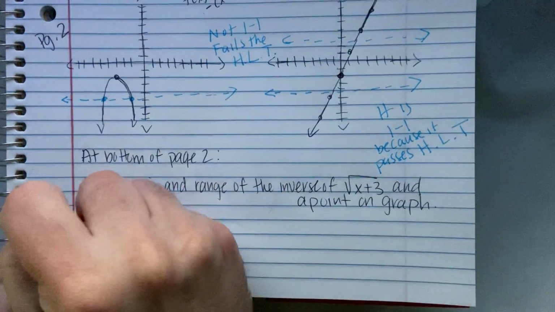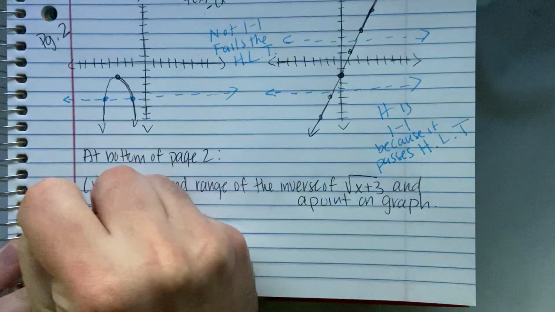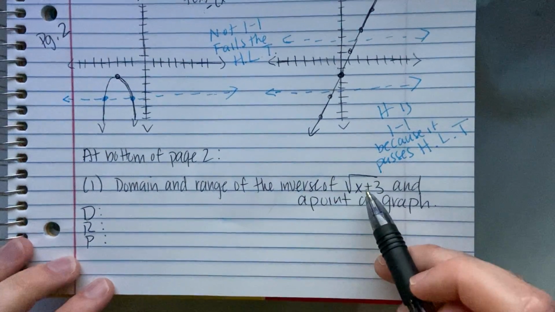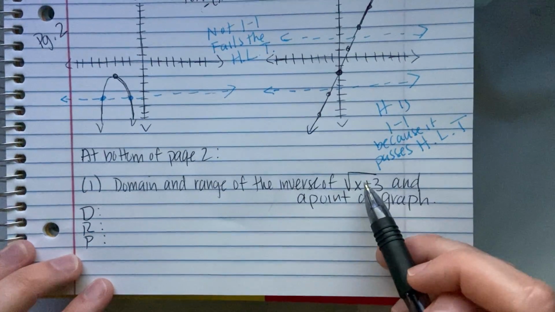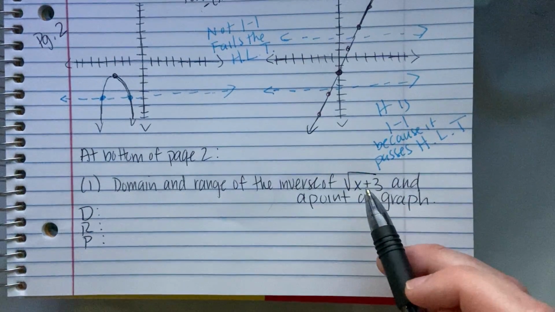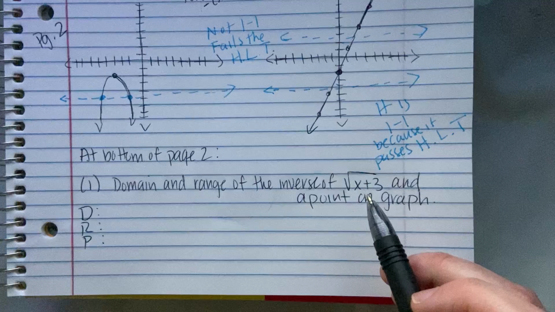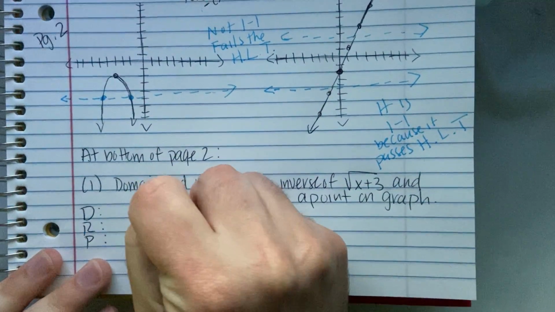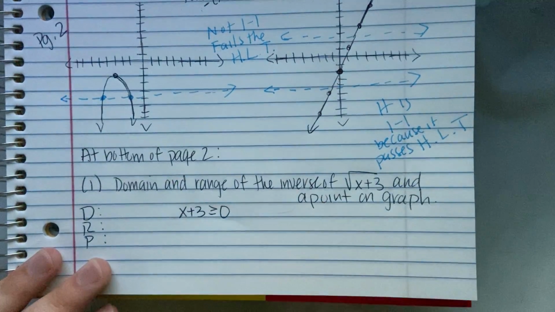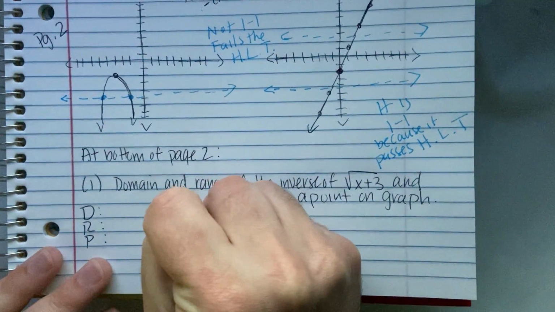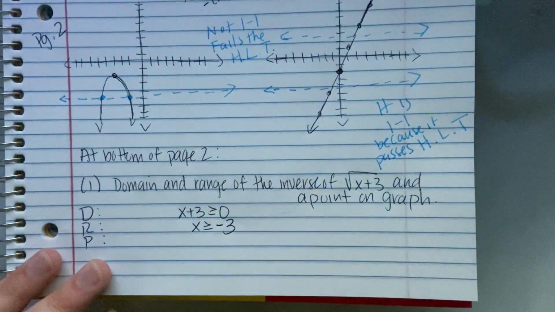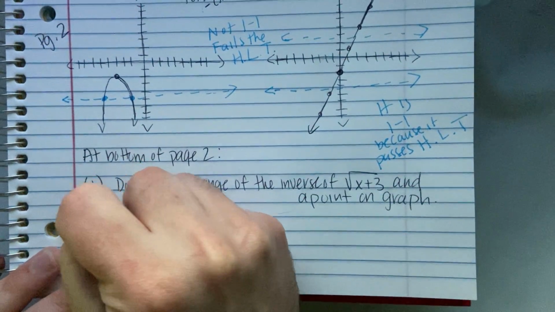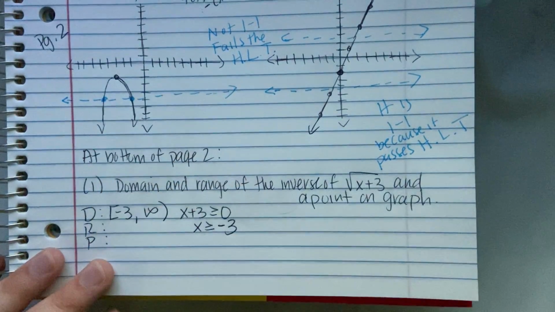So first we need to find the domain and range, and any point, we can choose any point, on the original. So what do we know about the domain of a square root? It's all of the x values that I can put into the square root, but we know that anything under the square root has to be greater than or equal to 0, which means x is greater than or equal to -3. Now we convert that to interval notation. That's from -3 to infinity.